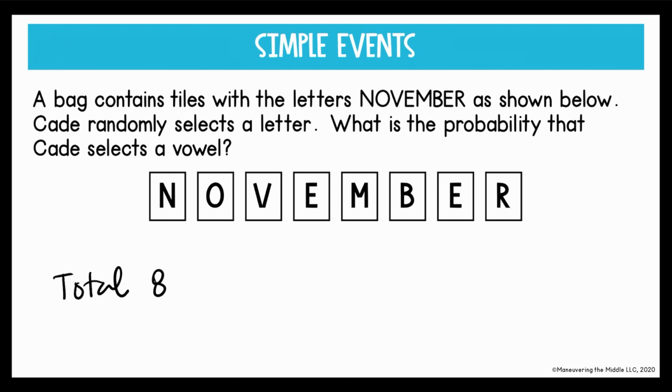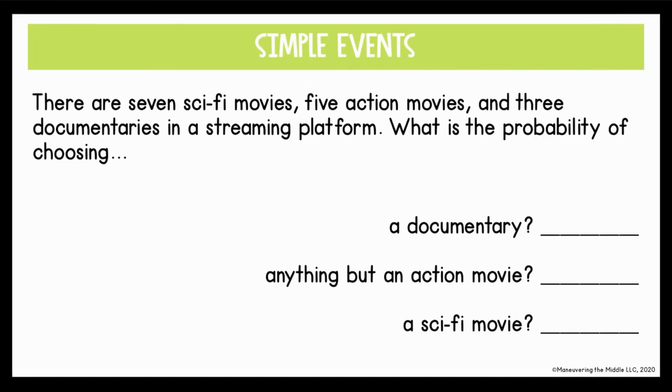And then it specifically asks for the probability of selecting a vowel. So I can go through and I can shade the vowels. And so I know that the total possible outcomes is 8, and I count up and I can see that there are 3 out of 8 that are vowels, and so that would be the probability that Cade selects a vowel.